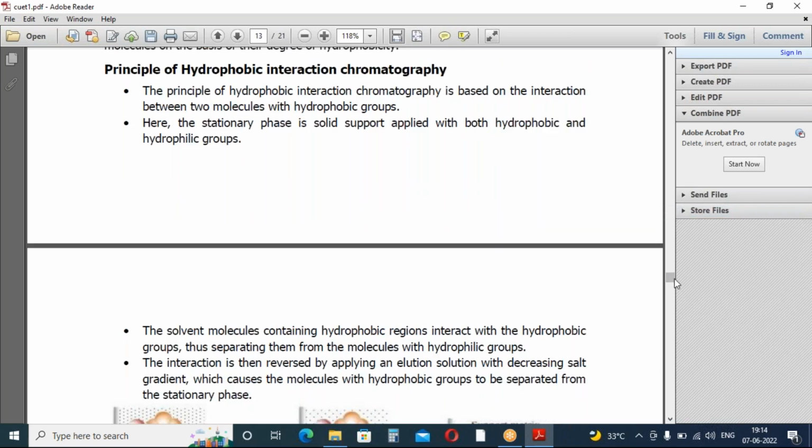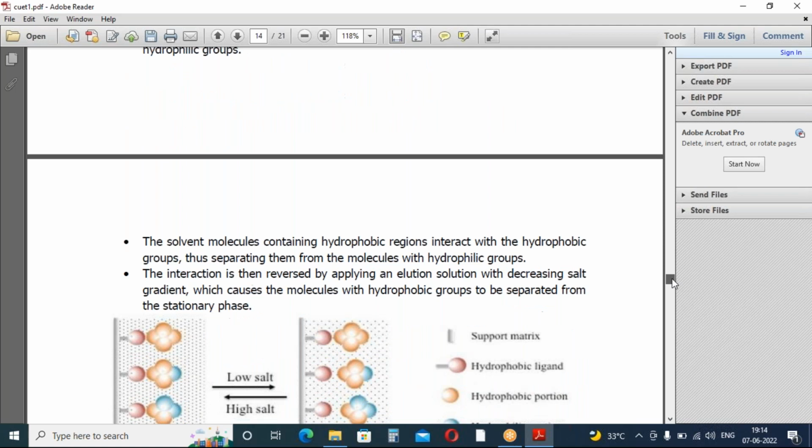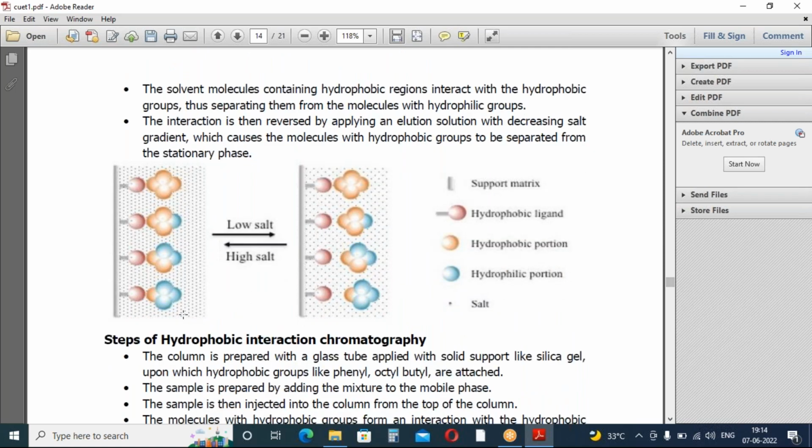You can observe the picture of this hydrophobic interaction. Here you can see the support matrix, and two conditions are used, low salt and high salt. If interaction occurs, it causes hydrophilic and hydrophobic interactions, and the components present in the mixture can be separated. That is the main procedure or principle involved in hydrophobic interaction chromatography.